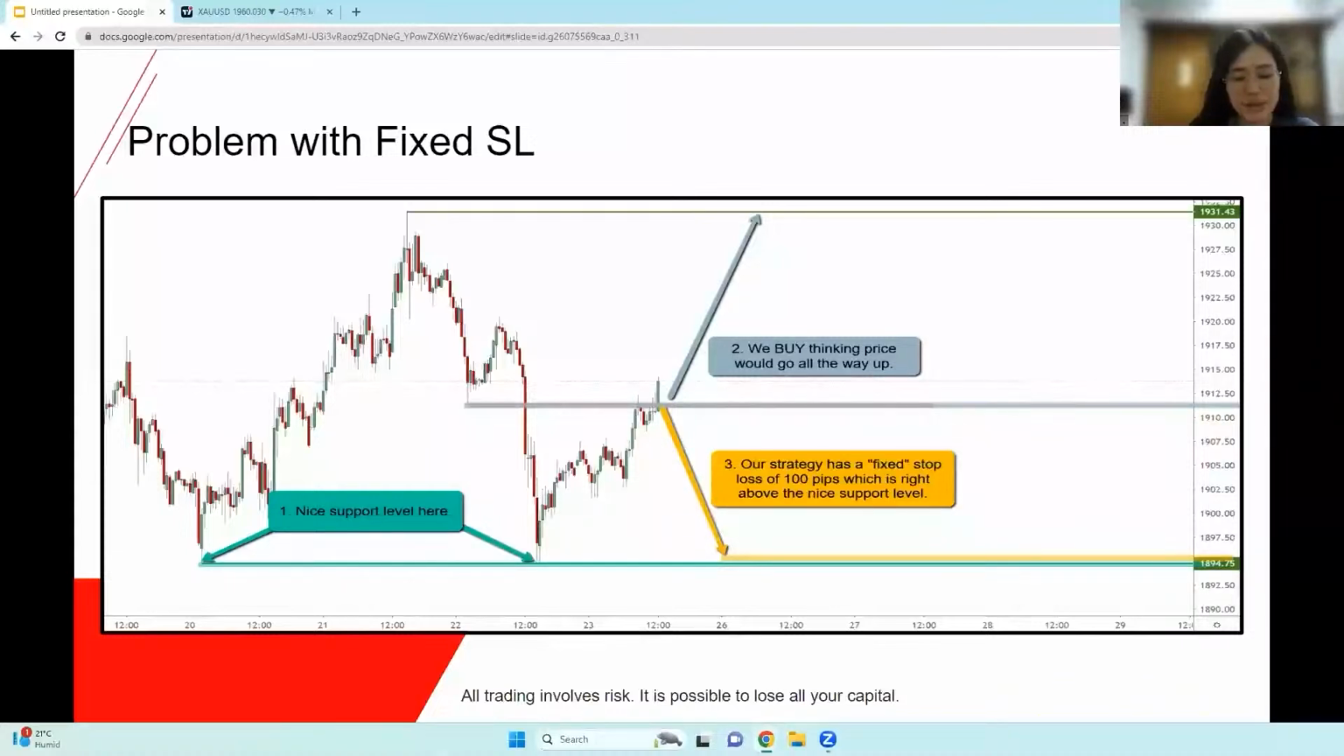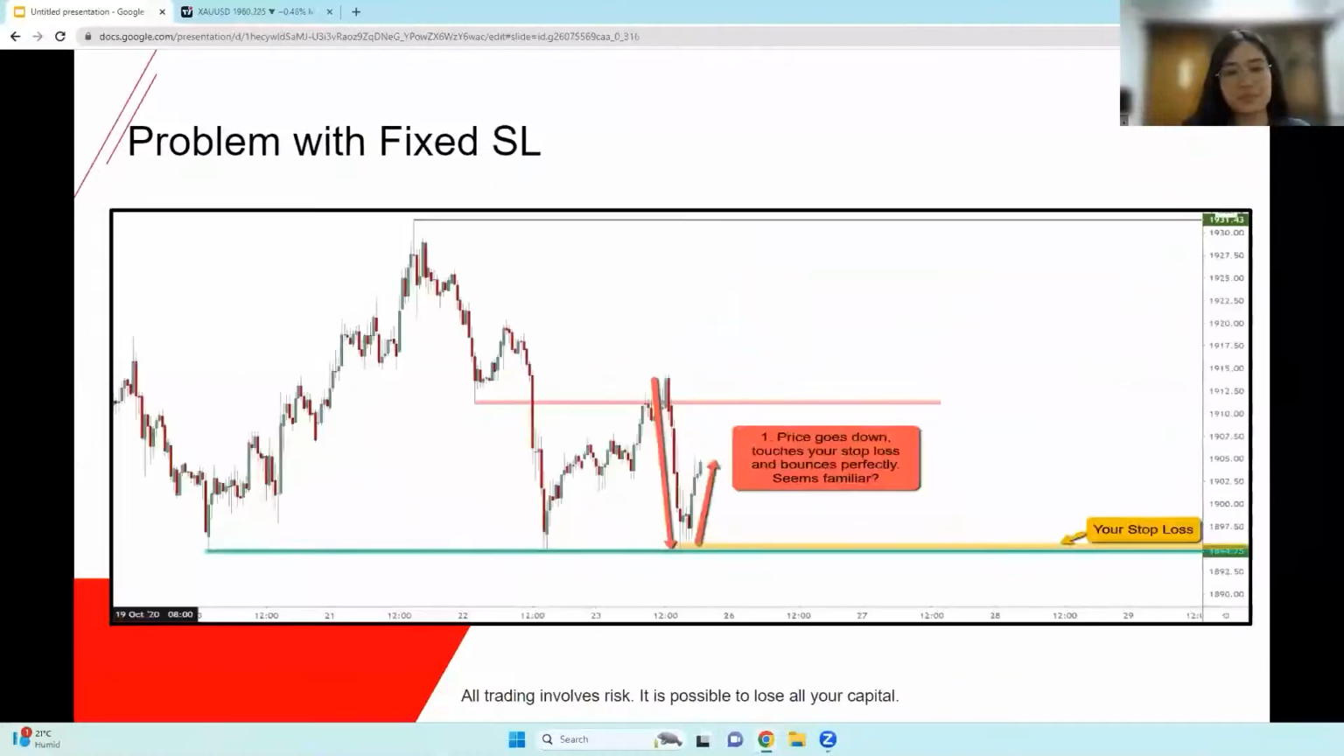So here we have a support level with two swing lows that are in line with one another. Price has bounced off this support level and we are expecting it to continue to rise to the swing high resistance. So our stop loss of 100 pips is fixed at the 1894.75 level, which is at this support level here. But instead of heading towards our take profit, price actually goes down and touches your stop loss and bounces up perfectly.